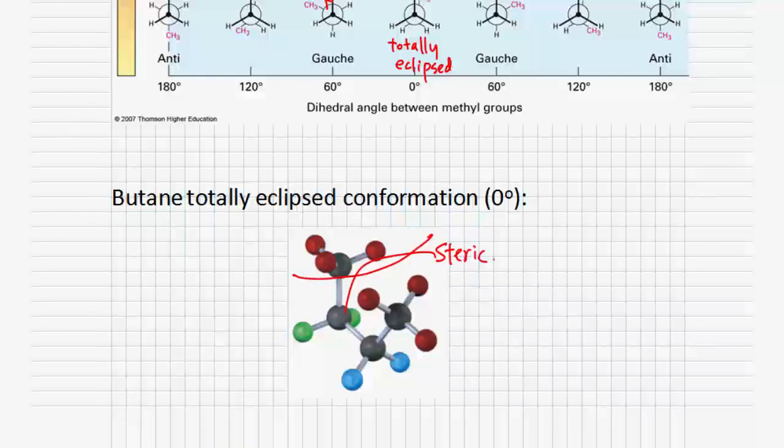because those two large groups are trying to occupy the same space, plus there's torsional strain, where we have groups that are eclipsing each other. The hydrogens show no steric strain because they're not large enough to actually occupy the same space, but still, anytime there are bonds that are directly eclipsing each other, that's called torsional strain. So that's it for our chapter.